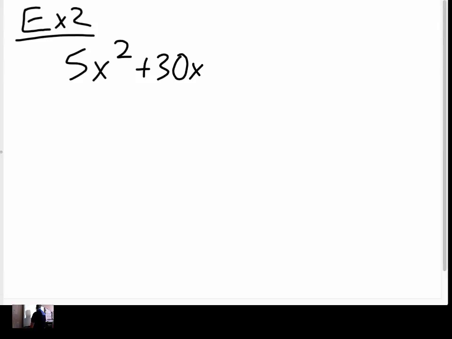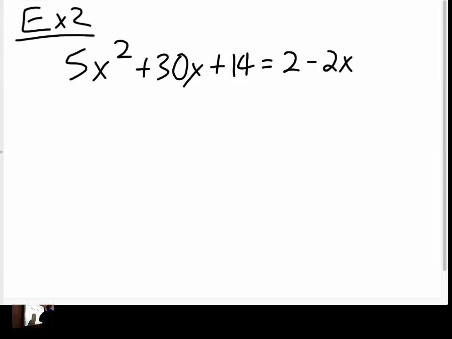So now for example number 2 in the textbook, we're going to try something a little different. This is 5x squared plus 30x plus 14 equals 2 minus 2x. Well, now I can solve this actually. There's 3 ways to solve.